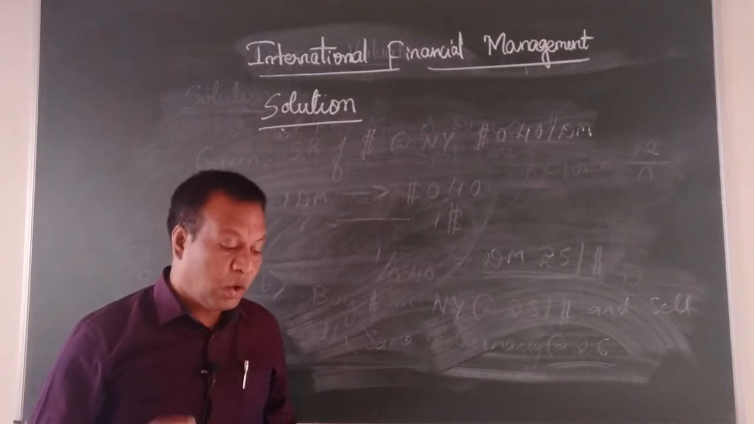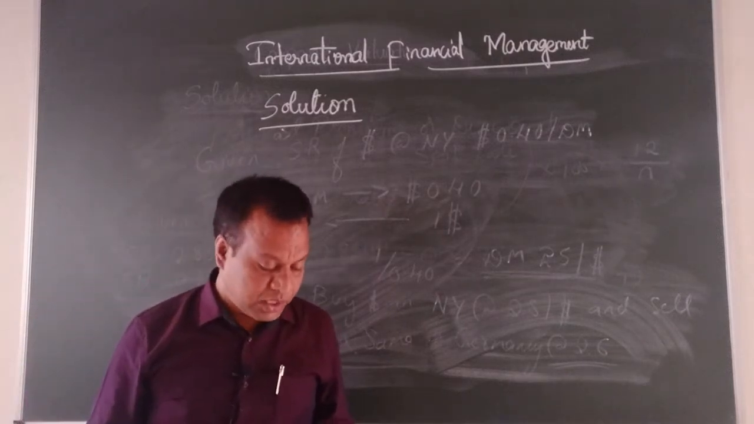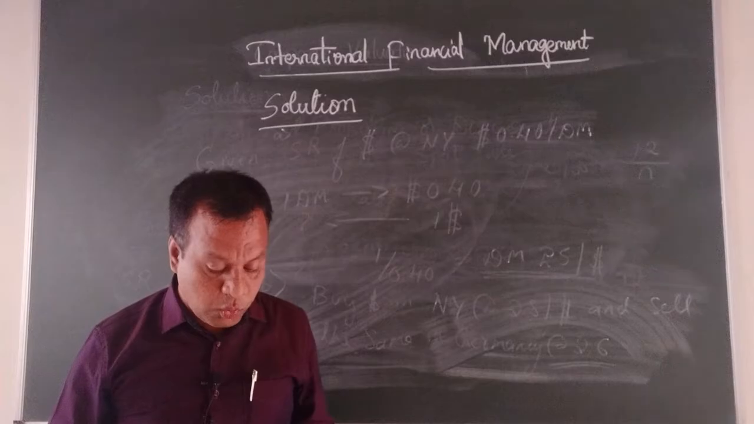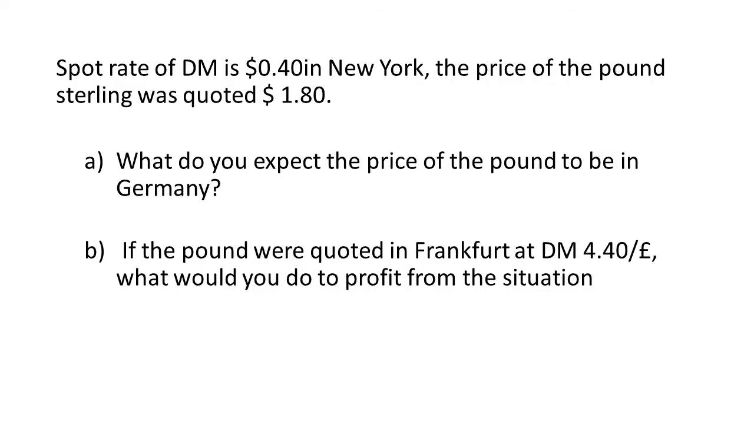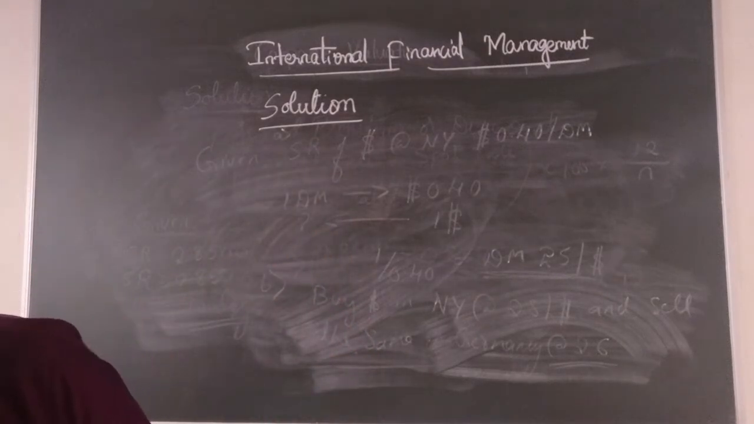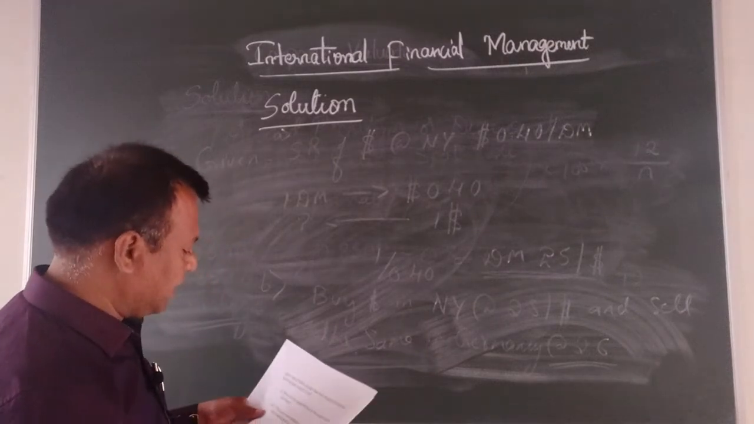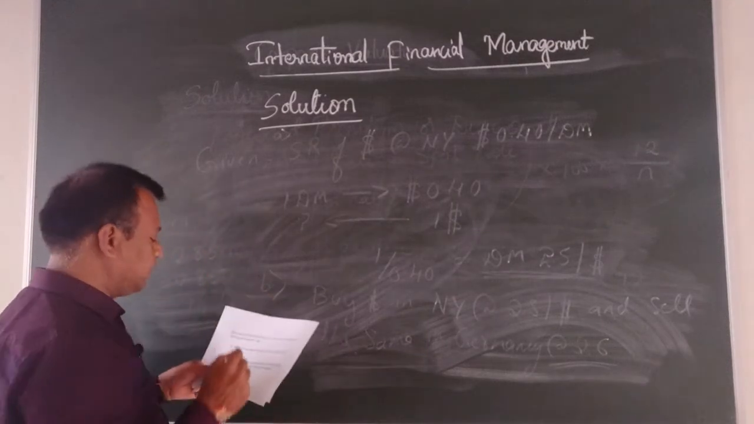What do you expect the price of the pound to be in Germany? The second question is, if the pound were quoted in Frankfurt at DM 4.40 per pound, what do you expect the profit from the situation to be? These are the two questions given. Okay, let's try to understand this problem and solve it. First, let's write what is given in the problem.